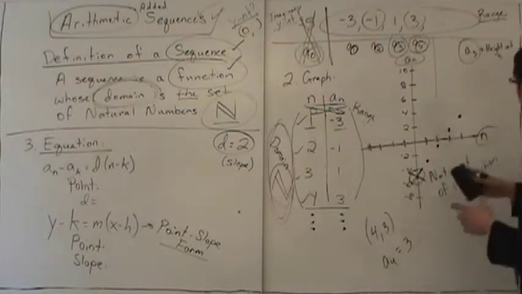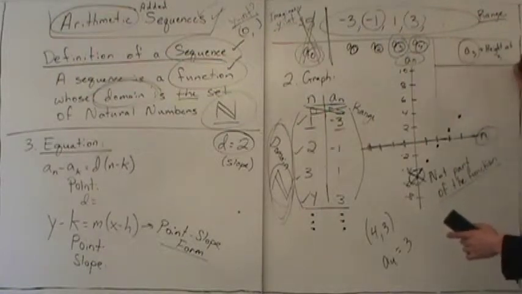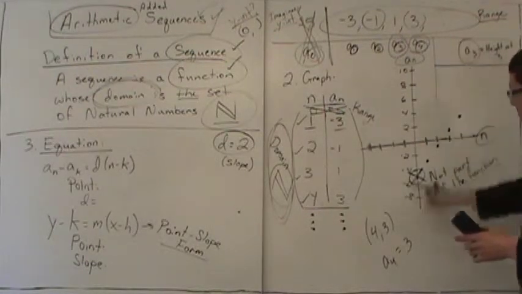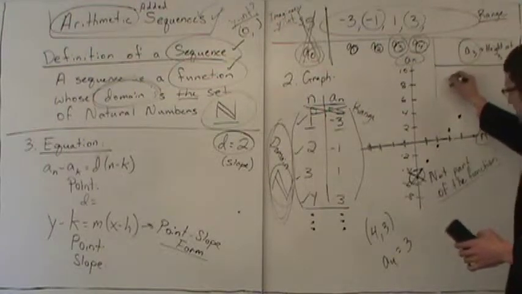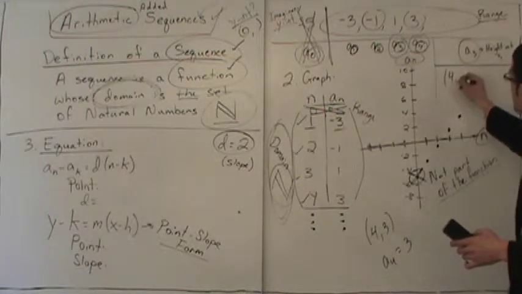Now, also, catch this. So we say a sub 4 equals 3. Let's look here. This is not what we write, 4, 3.